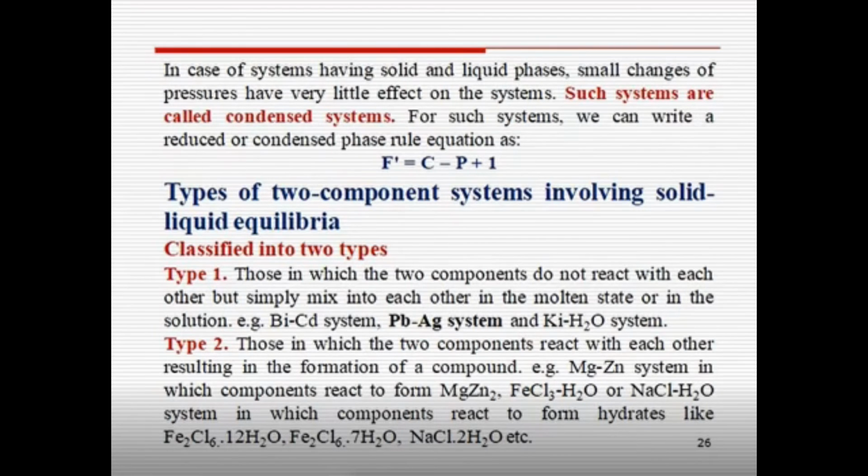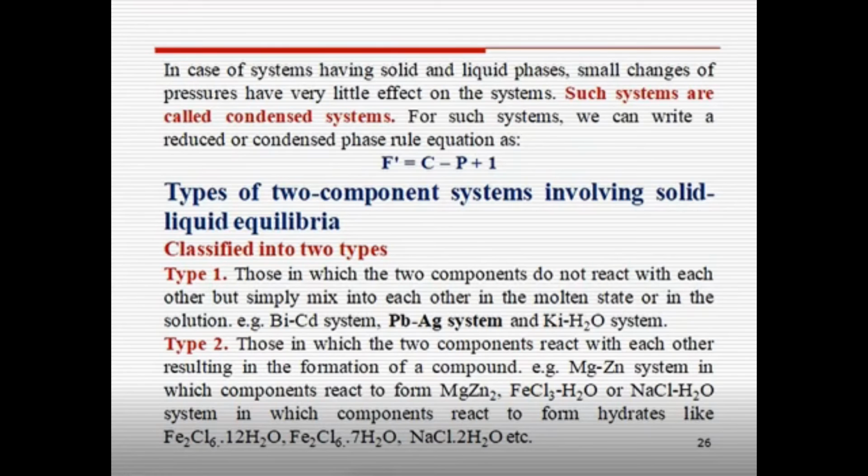Further, in case of systems having solid and liquid phases, small changes of pressure have very little effect on the systems. Such systems are called condensed systems. For such systems, we can write a reduced or condensed phase rule equation as F' is equal to C minus P plus 1, because 1 degree of freedom, that is pressure, is already excluded.